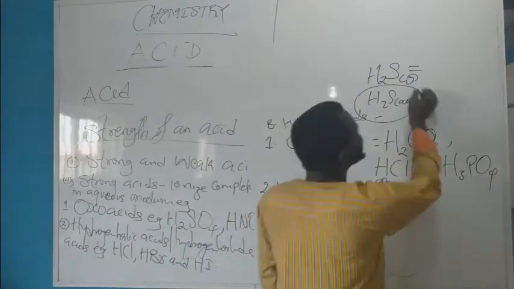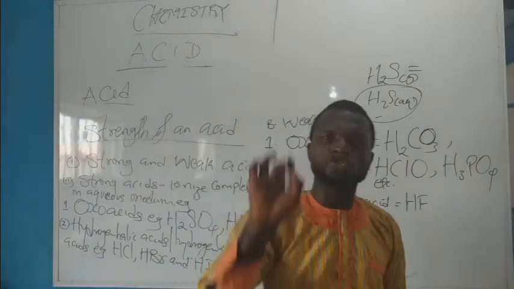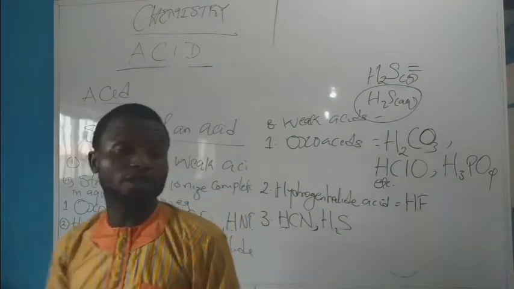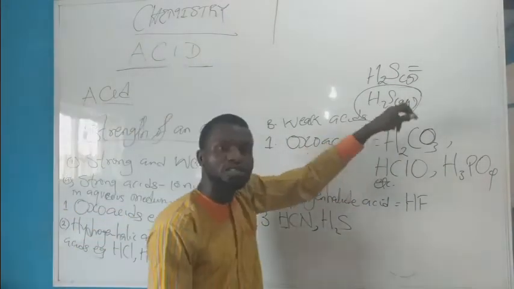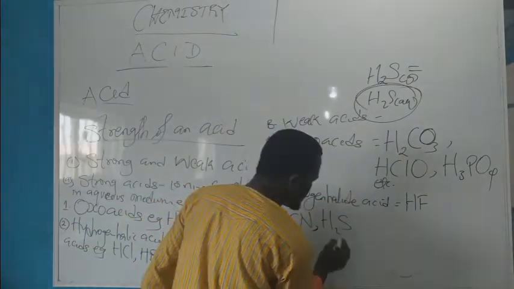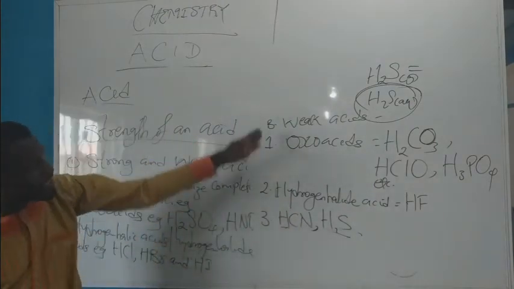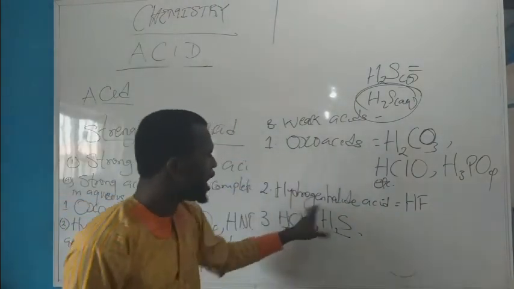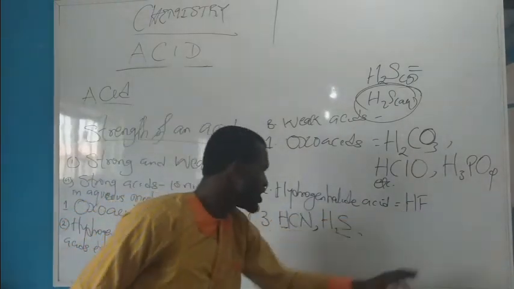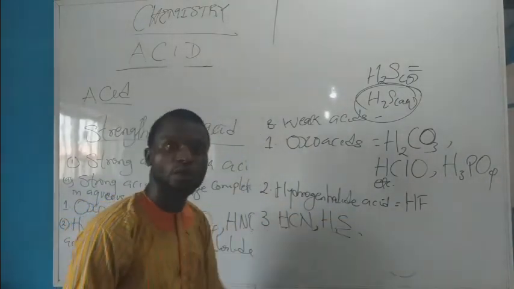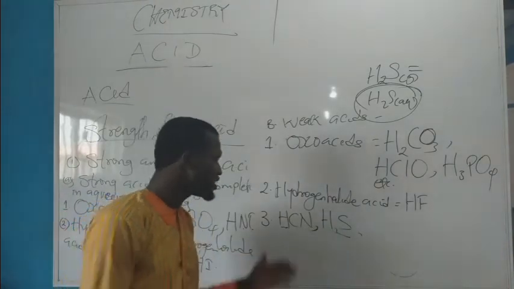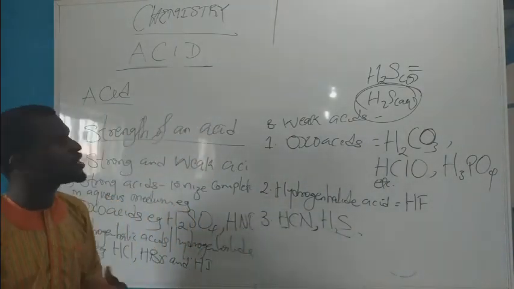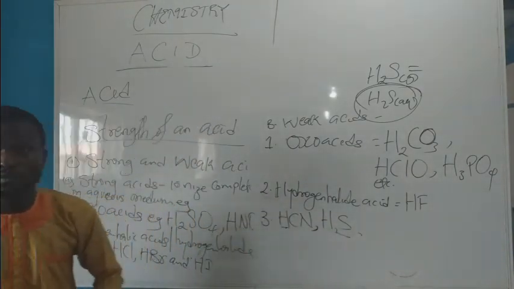Why is this one articulated as hydrosulfuric acid, not hydrogen sulfide acid? Hydrosulfuric what? Acid. So this is an acid, a weak acid. These are the 3 examples of weak acid we have: oxo acids, hydrohalic acid, e.g. HF, and hydrogen cyanide, and what? Hydrogen sulfide. These are the 3 categories of weak acid we have.